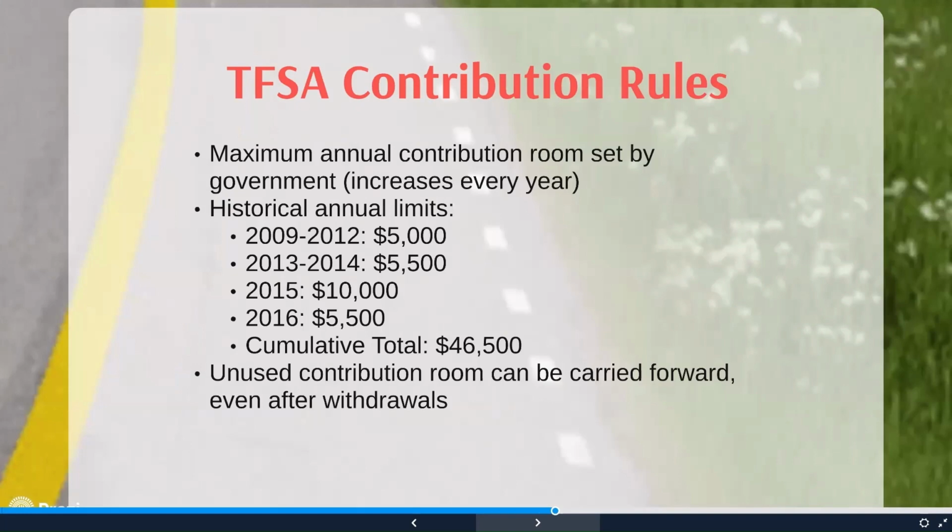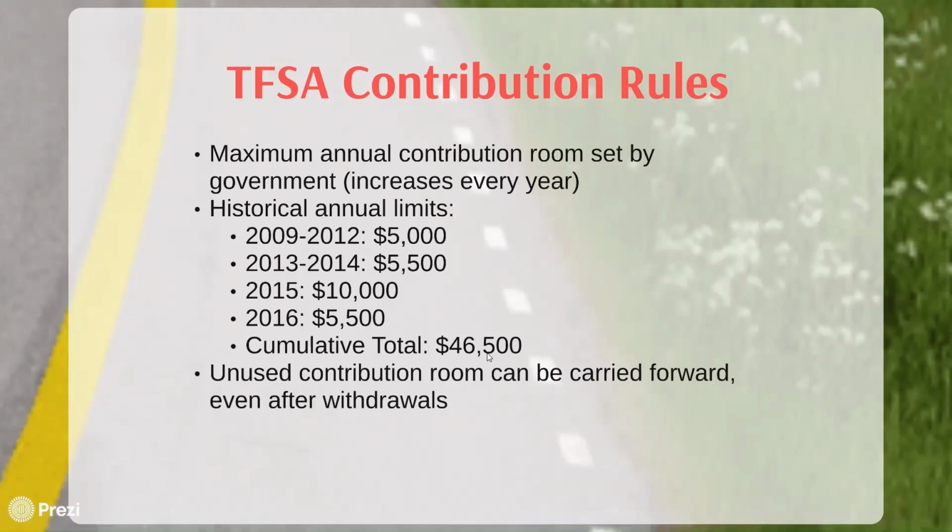So the maximum contribution room increases each year. So per year, you can contribute more and more. So in 2016, you were able to contribute about $5,500, but now it's more than that. So unused contribution room can be carried forward even after withdrawals. So each year, it adds up. So if you were 18 in 2009, you would have a cumulative total of $46,500 that you can contribute to. So the cumulative total of contribution room adds up over time.